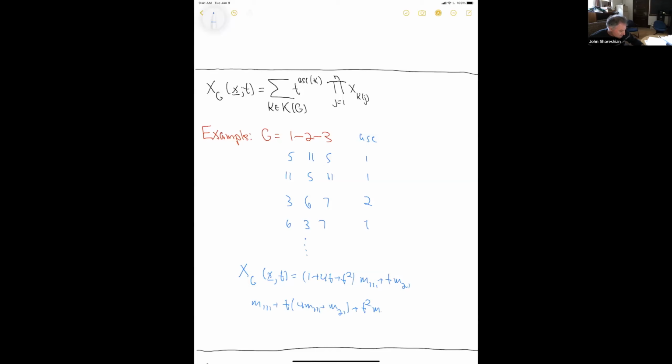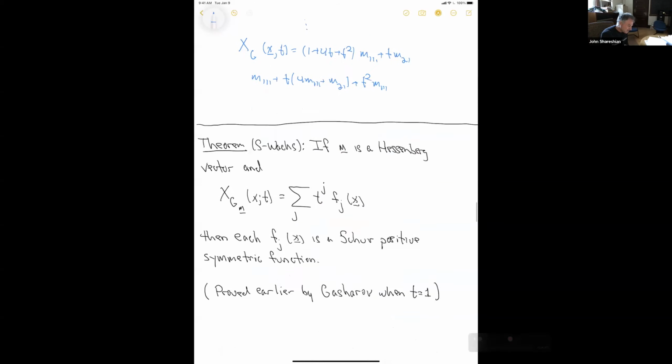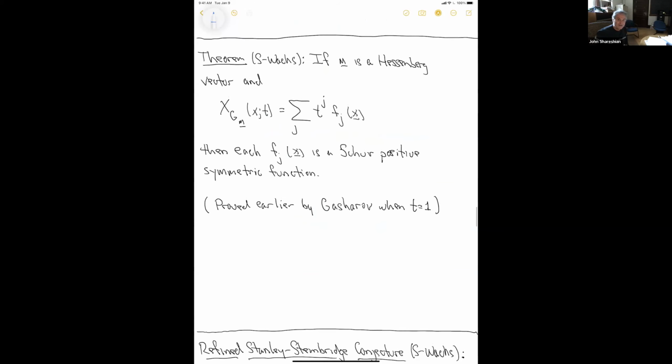With coefficients, in fact, in the ring of symmetric functions in this case. Let me see if I can get this out of the way. I can. In this case, this is a symmetric function with coefficients in the polynomial ring, or a polynomial whose coefficients are symmetric functions. And this is a theorem of Michel and myself.